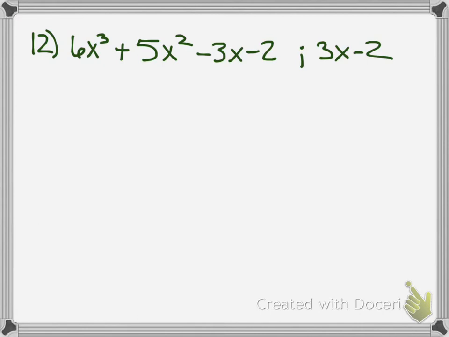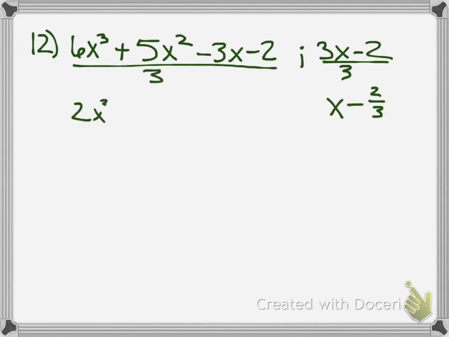All right, so now getting back to this. Number 12 is a special one because you have this 3 in front of the x. You cannot have any numbers in front of the x. So you have to first divide by 3. And if you're going to divide by 3, which will give you x minus 2/3, you got to divide the function by 3, which will give you 2x cubed plus 5/3 x squared minus 1 minus 2/3.